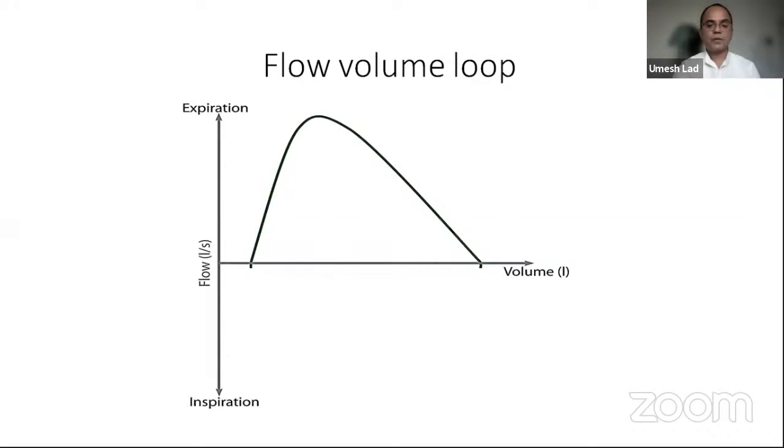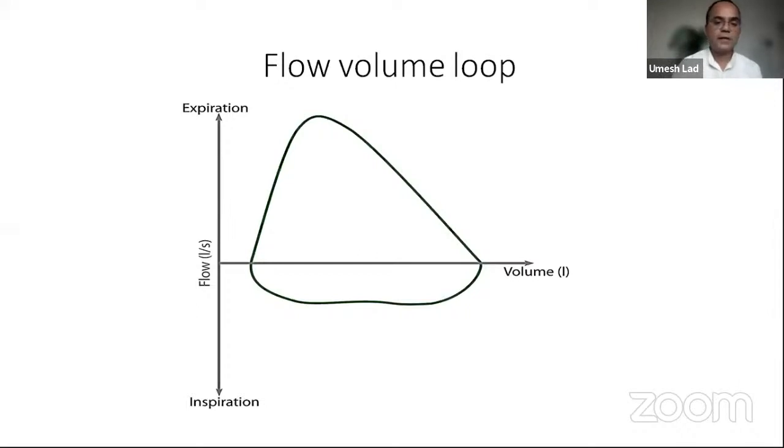Then at the end of this, the person now inhales the air from the spirometer with forceful inspiratory effort, and the loop follows like this. It will come down and again reach where it started, and this is the standard flow volume loop. It should look like this. Just keep this picture in your mind always. Whenever you are looking at the spirometer result, you should always look for this. If this is there, the patient is normal.